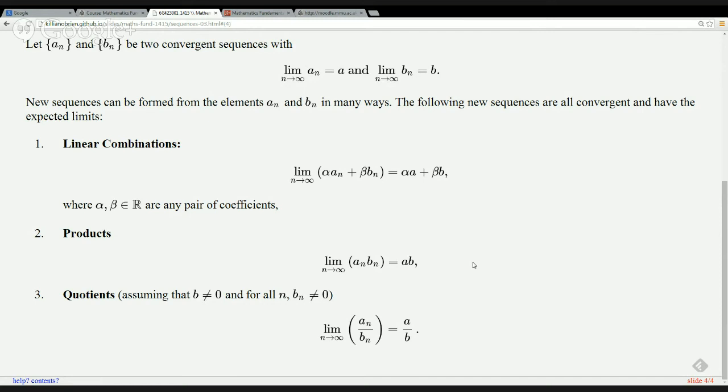So now, if n is greater than or equal to capital N, I'll just let capital N be the maximum of n1 and n2. So if little n is past or beyond capital N, then I know that both these inequalities here are true. So if n is greater than or equal to capital N, then both the previous inequalities hold. So they're both true.